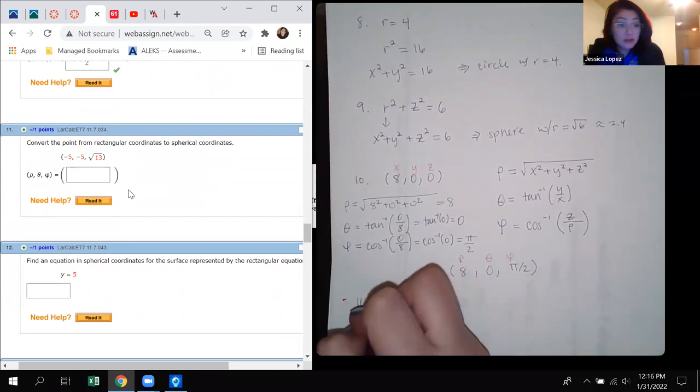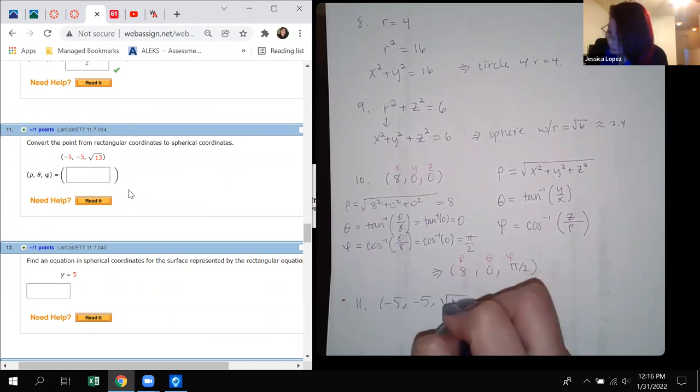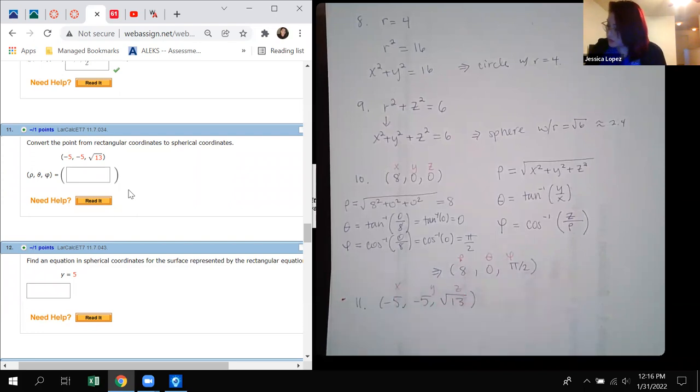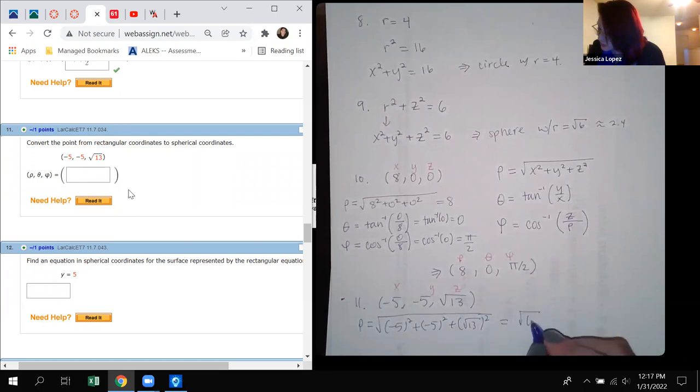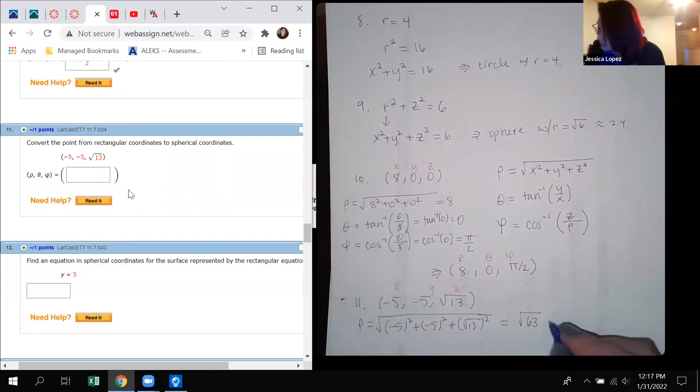Now number 11, let's see, we have negative 5, negative 5, square root of 13. And so we have rho, this one is in rectangular, so that means this is x, y, and z. So let's see what we get for rho. We're going to take the square root of negative 5 squared plus negative 5 squared plus square root of 13 squared. That means 25 plus 25 plus 13. So I get the square root of 63. I do not think that is going to simplify, but it will a little bit. It gives me 3 square root of 7.